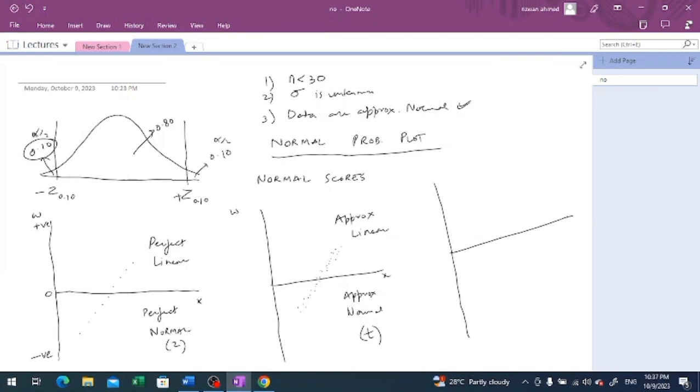There is another possibility. This is a non-linear behavior, and this is forming a curve. So if we end up with a non-linear pattern, we can draw the conclusion that the data do not follow a normal distribution, or the data are non-normally distributed.